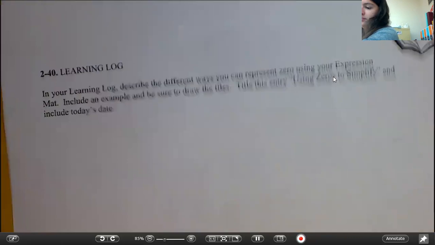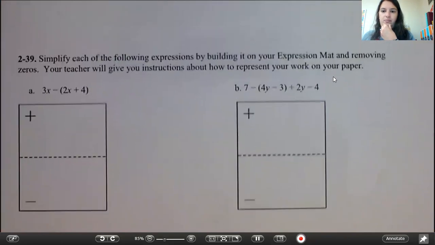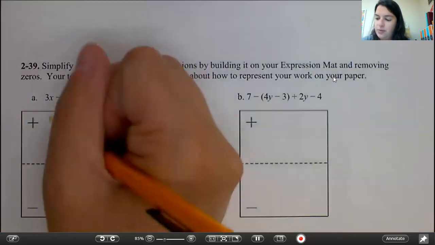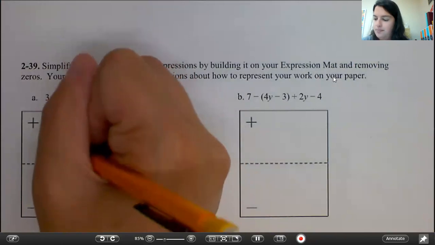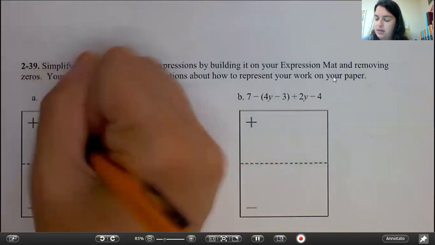Okay, we're going to try 239. 239 says, simplify each of the following expressions by building it on your expression mat and removing zeros. Your teacher will give you instructions about how to represent your work on paper. So you're going to be drawing these tiles. So let's draw them together. So we have 3x. I like putting them in, that's just in the positive region. Remember, shading is positive.